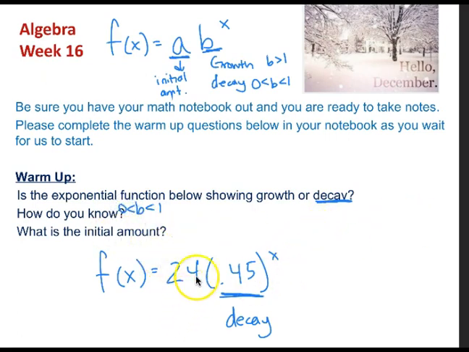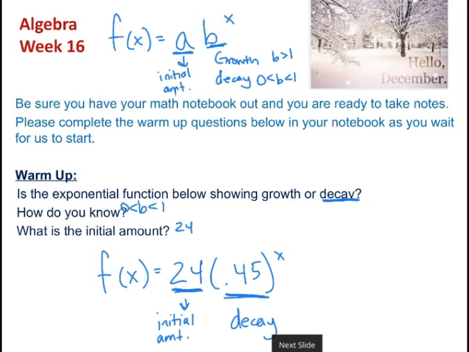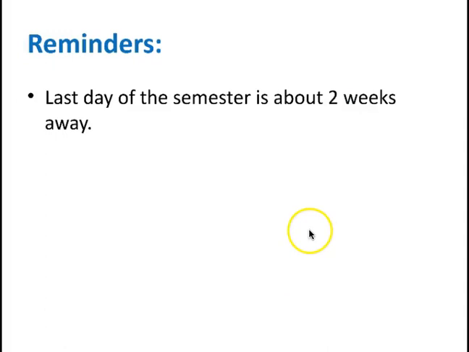What is the initial amount? Remember, that's our number a, which is multiplied by b. So right here, this 24 represents the initial amount. The initial amount is going to be 24. So that is it for our warm-up. I'm going to move on to the next slide, so if you need more time, go ahead and click pause.